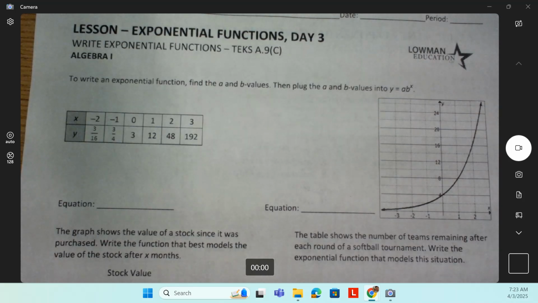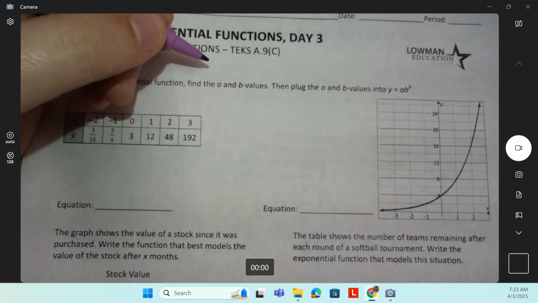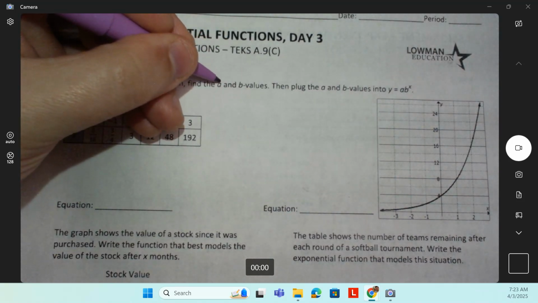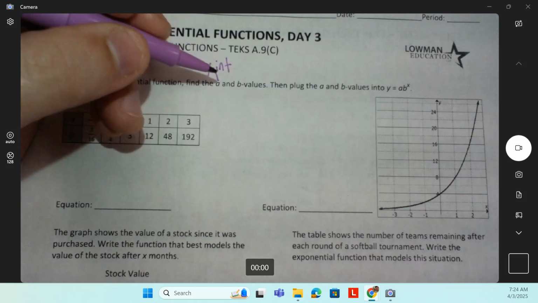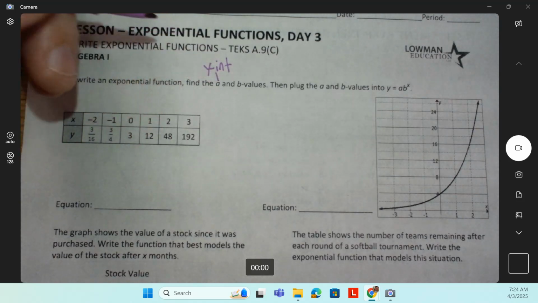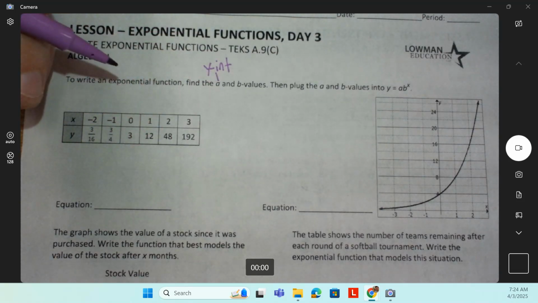Okay, so we've looked at identifying features and making the graph of exponential functions. Now we're looking at actually writing exponential functions when we've got a table or a graph. So as we're looking at it, you've got the table here. And when we look, if you notice first, we remember that a value is always our y-intercept. And that b value is the base, whatever gets raised to another power.